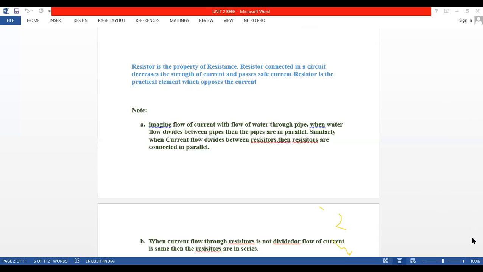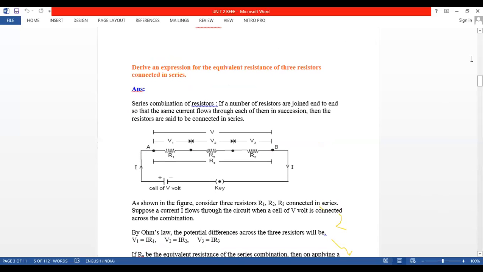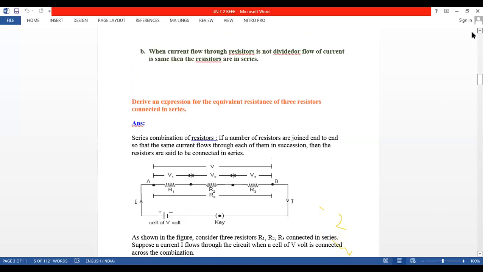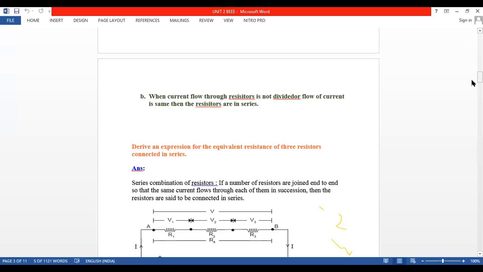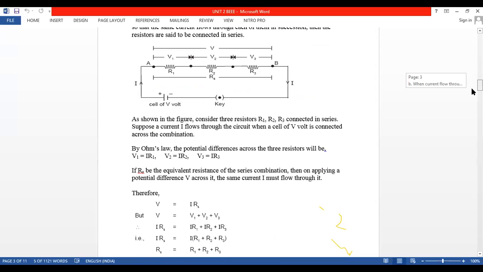So now we'll take one circuit. You'll understand the note point later on. First, what is our explanation? Series connection of resistors. All of you can see the circuit, right? We have a cell, the switch key, on-off key, and then resistors. These are not resistances, these are resistors, practically connected.